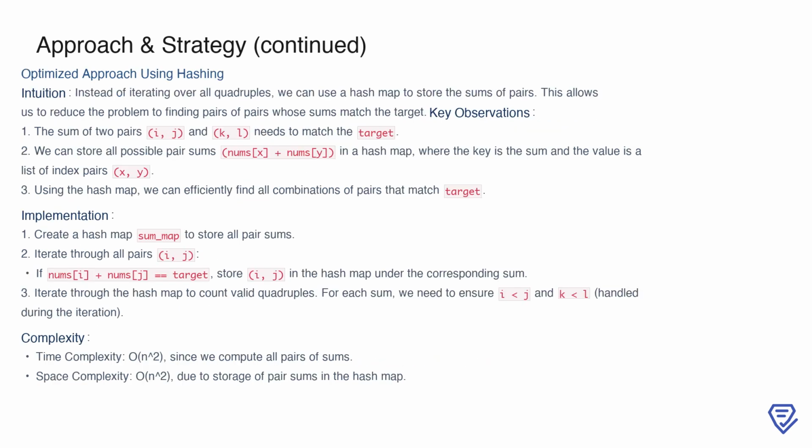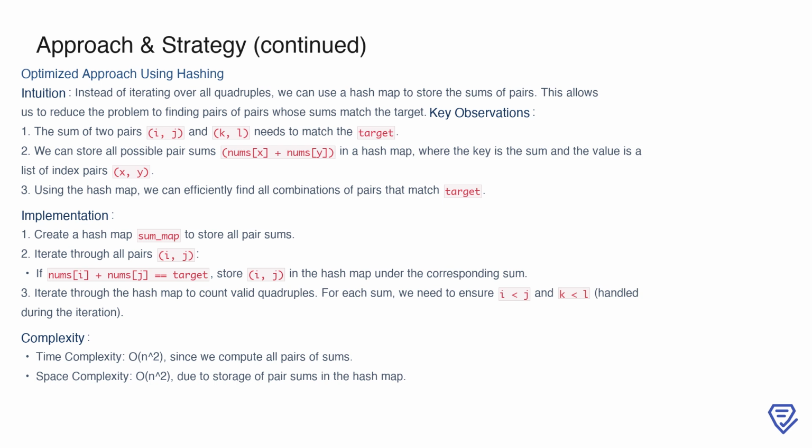Now, to overcome the inefficiency of the brute force approach, we can turn to an optimized solution using a hashing technique. The key idea here is to reduce the number of combinations we need to check by leveraging a hash map to store the sums of all possible pairs. Instead of iterating over quadruples directly, we start by pre-computing the sums of all pairs, nums[x] plus nums[y], and storing these sums in a hash map. The hash map's keys are the pair sums, and the values are lists of index pairs (x, y) that produce those sums.